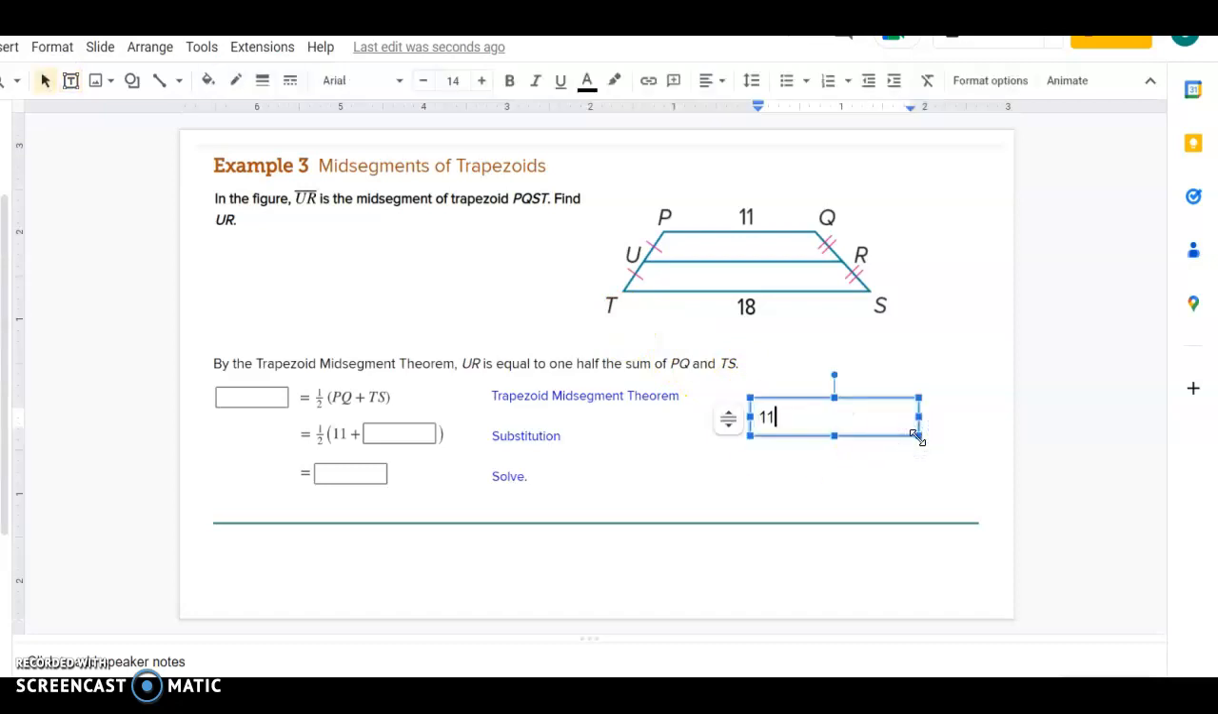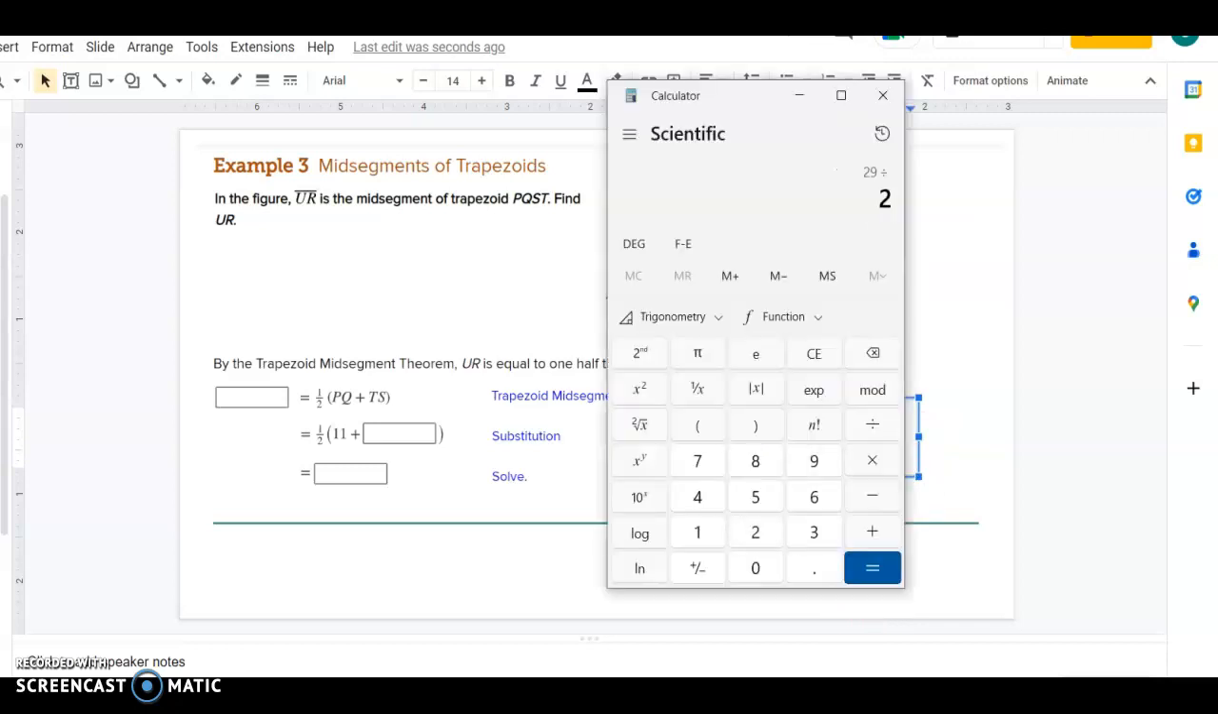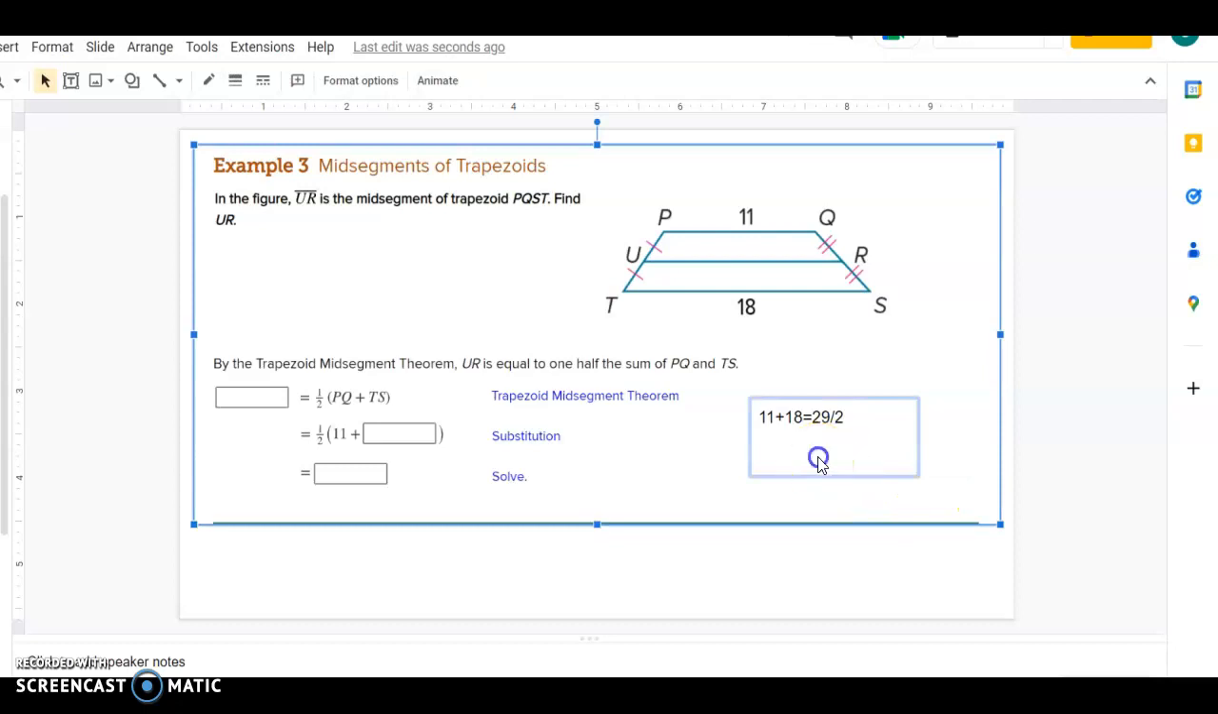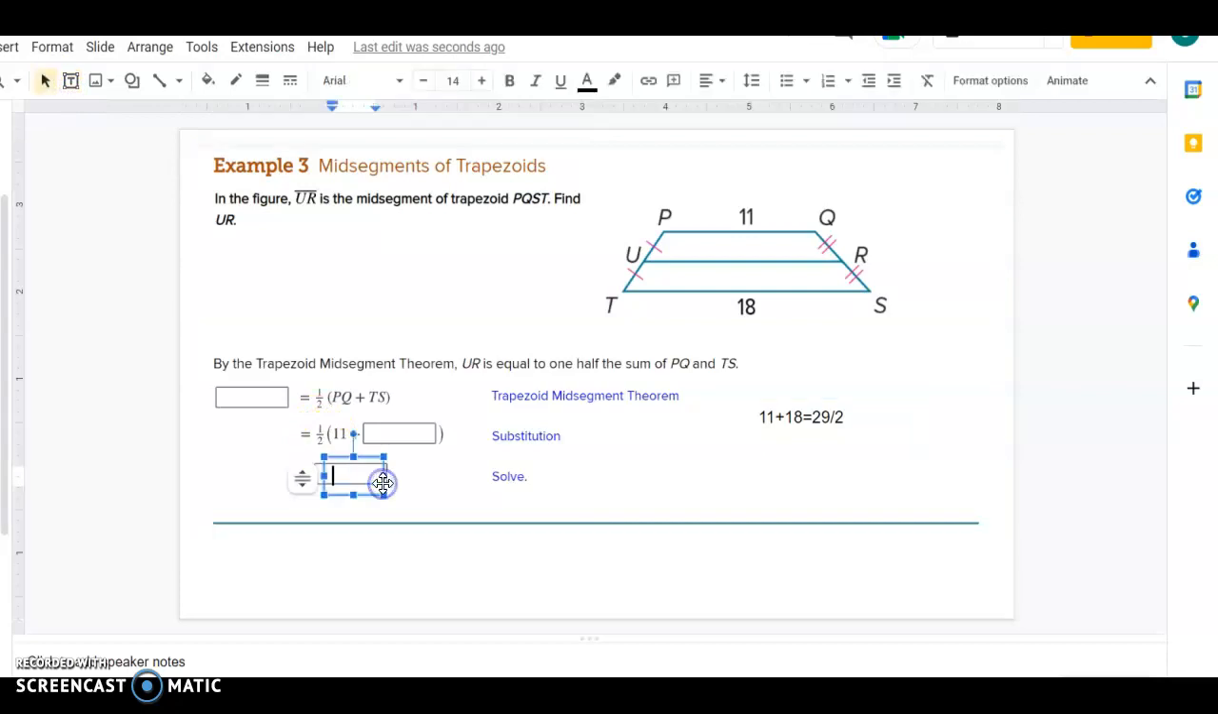We're going to start with 11 plus 18 equals 29. And then I'm going to divide that by 2. So 29 divided by 2 gives me 14.5. So the mid here would be 14.5. And looking at it, you can make sure that it makes sense. The top one is 11, the bottom one is 18, so it has to be between those two numbers.